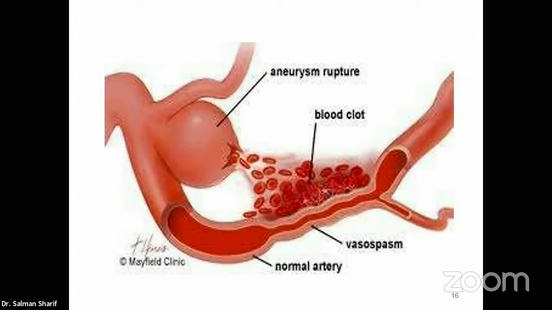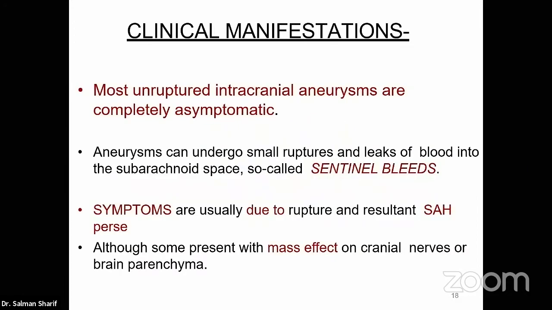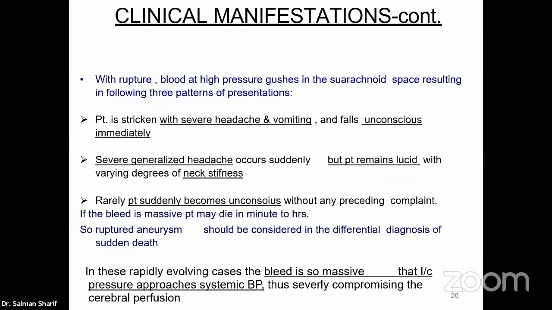The three most common complications of aneurysm are rebleed, vasospasm, and hydrocephalus. We will discuss them ahead. Clinical manifestation: most unruptured intracranial aneurysms are completely asymptomatic. An aneurysm may have small ruptures leading to blood in the subarachnoid space, so-called sentinel bleeds. Symptoms are often due to rupture and resultant subarachnoid pressure, although some present with a mass effect on the cranial nerves or brain parenchyma.